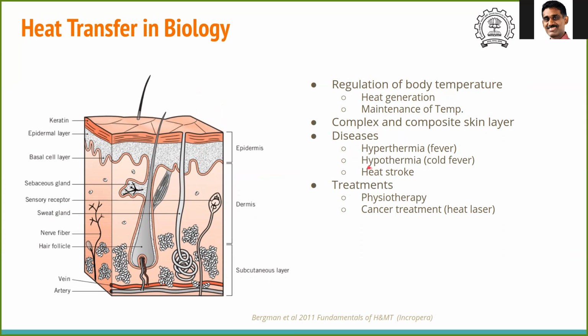Apart from diseases, it's also useful in treatments. Like in physiotherapy, you might have heard this infrared light being used to relieve pain, or in cancer treatment, where you have a heat laser which pinpoints a particular cancer tissue and dissolves them. So, in all these things, you are interacting with heat, with material, and it's important to understand the transfer of heat in these materials as well.